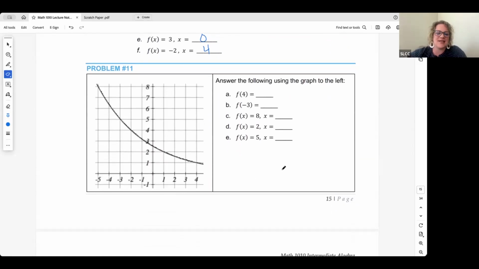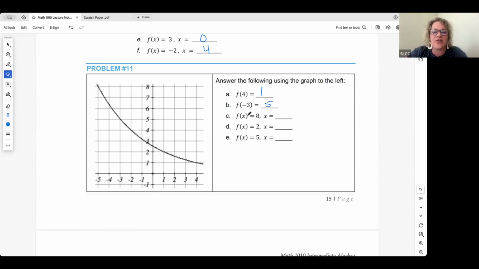Answer the following using this graph. What is f of 4? When 4 is the x value, what's the corresponding y value? 1. When -3 is the x value, what's the corresponding y value? 5. What is the x value if the y is 8?